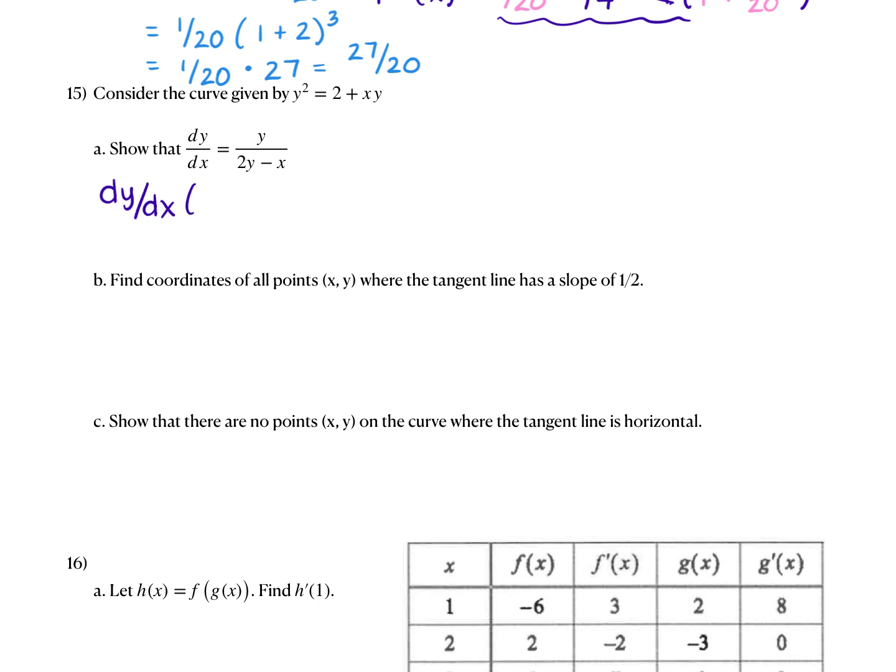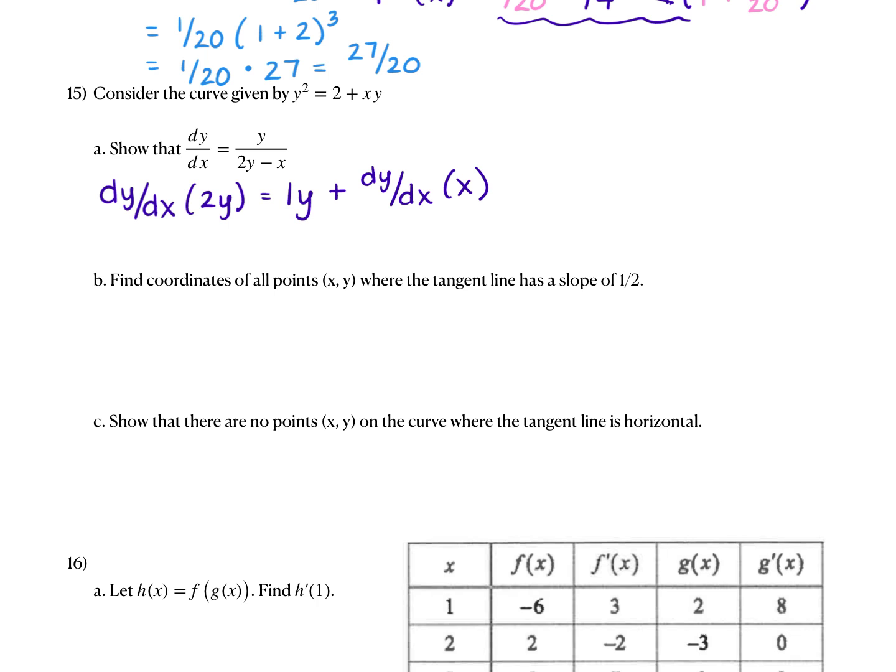Times the derivative of y squared, which is 2y, equals. The 2 is going to cancel out because its derivative is 0. Now I'm doing product rule with the xy. So the derivative of x is 1 times y. So that's u prime v plus v prime gives me a dy dx times u, which is x.